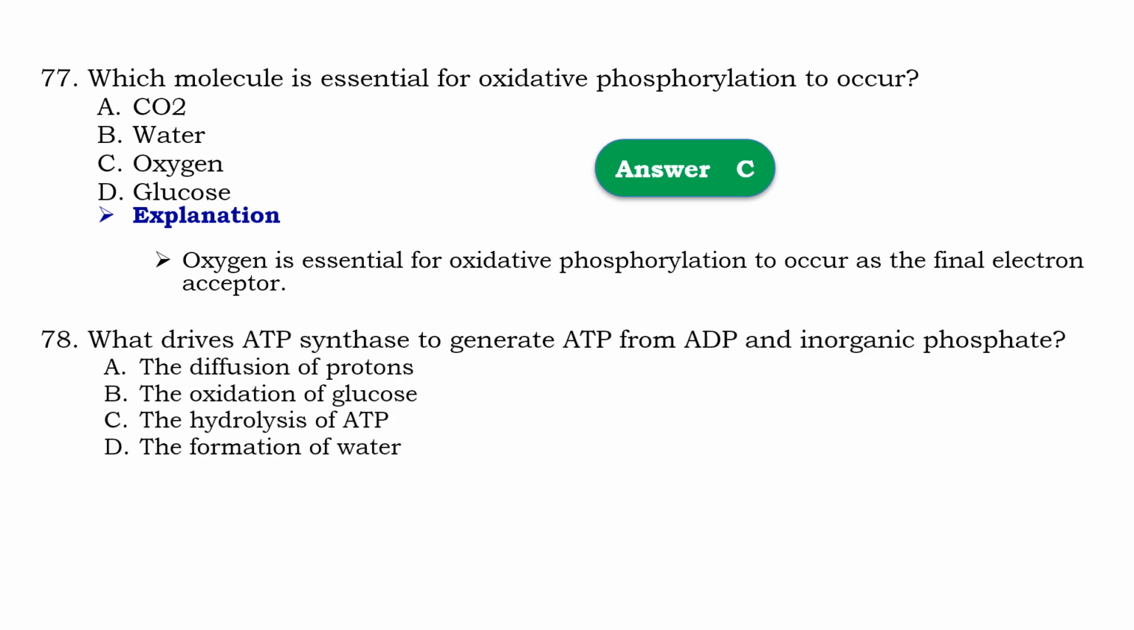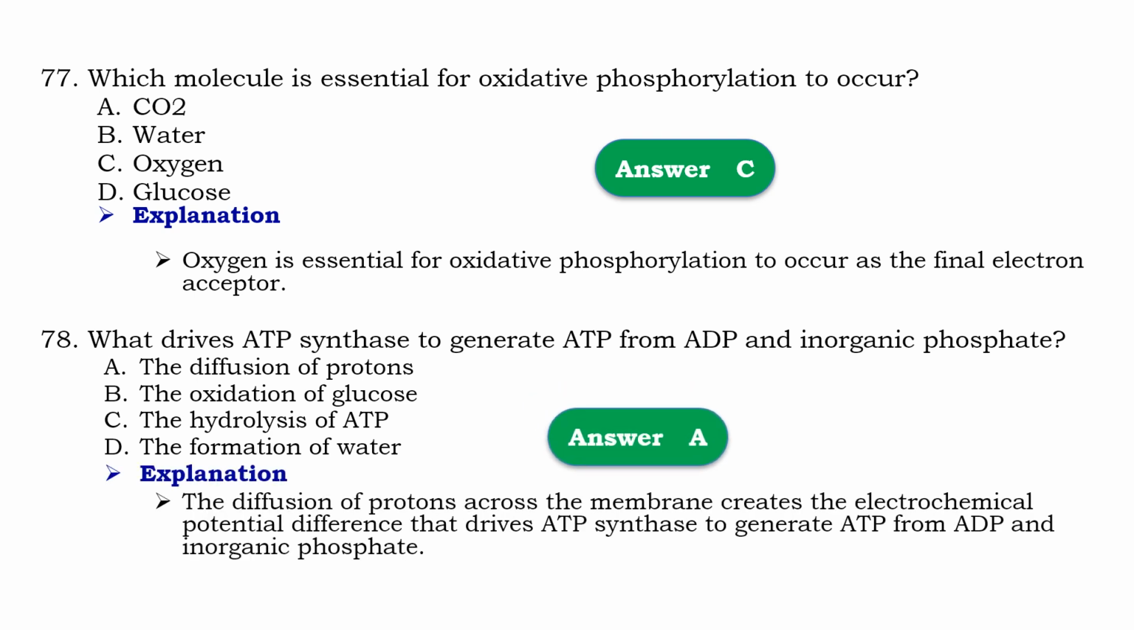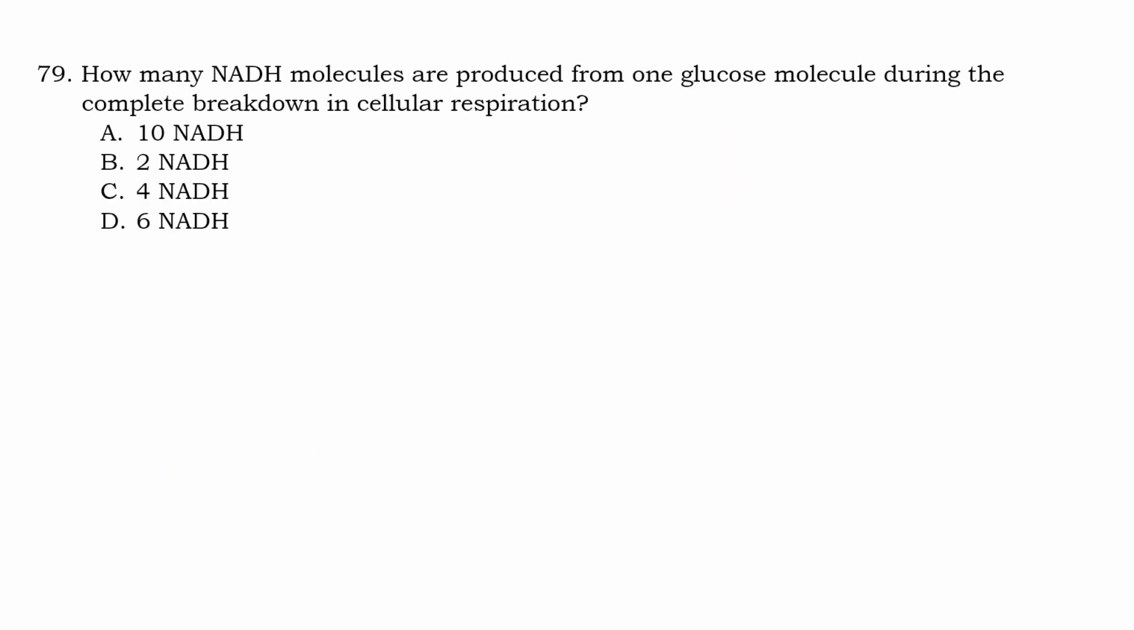Question number 78. What drives ATP synthesis to generate ATP from ADP and inorganic phosphate? So that should be A, the diffusion of protons. Means that the diffusion of protons across membrane create electrochemical potential difference that drives ATP synthesis to generate ATP from ADP and inorganic phosphate.